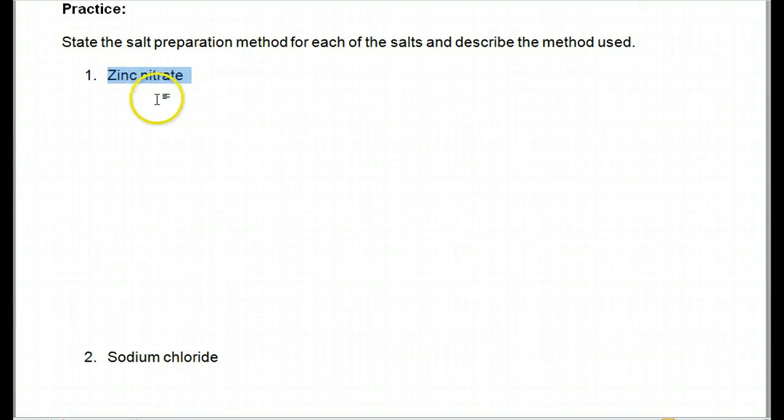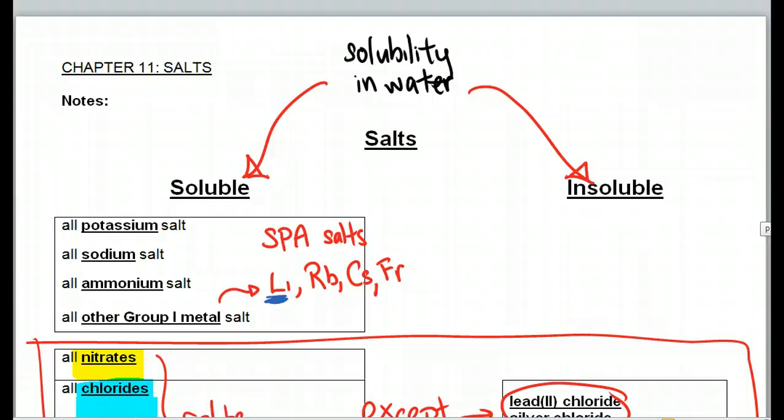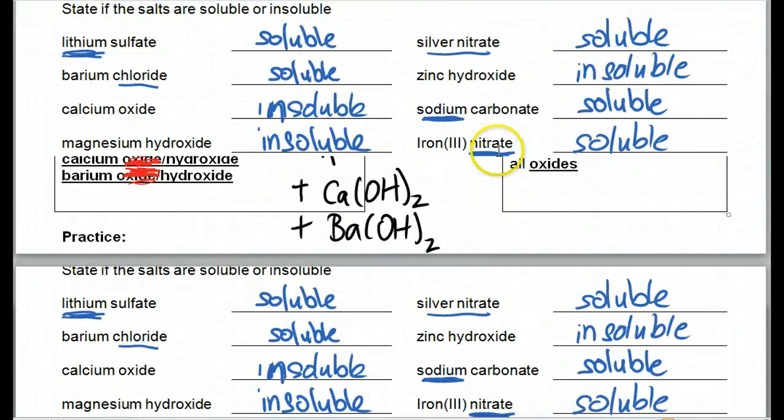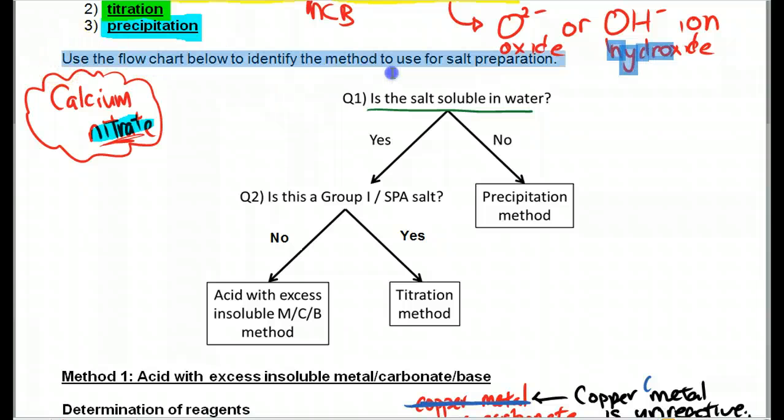So for zinc nitrate, let's look at our flowchart to determine which method we need to use. So let's scroll up all the way to the first page. Second page. Okay, now use the flowchart to identify the method used for the salt preparation. What we have just now was zinc nitrate. Obviously, all nitrates are soluble, so is the salt soluble in water? Answer is yes.